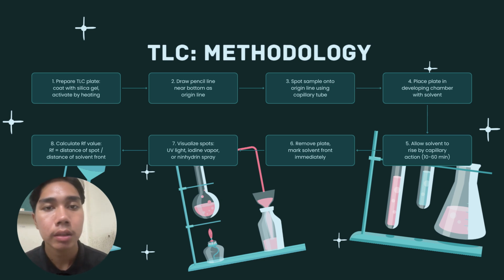The separated spots are then visualized using methods such as UV light, iodine vapor, or ninhydrin spray. Finally, the RF value is calculated by dividing the distance travelled by the compound by the distance travelled by the solvent front.